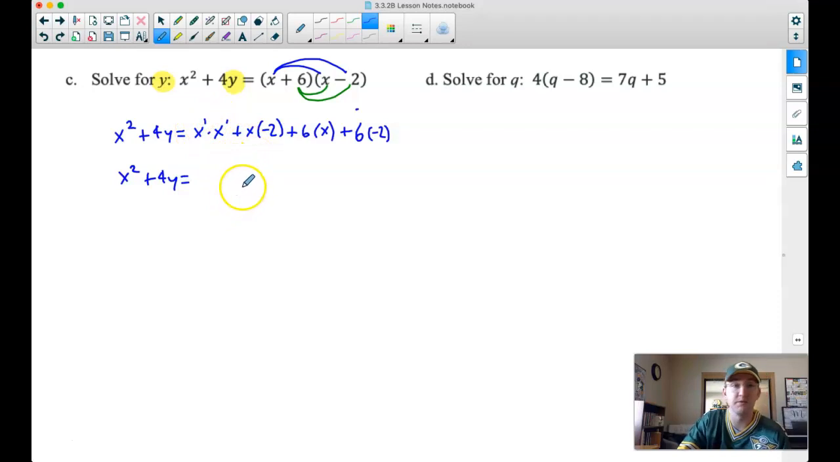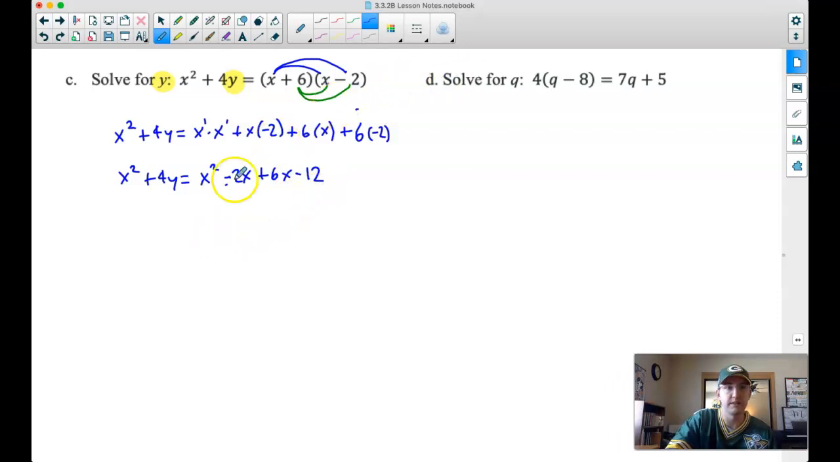We've got to follow our exponent rules here because our bases are the same. So we have to add the exponents. So x times x is going to get us x squared. X times negative 2 is going to be a minus 2x. We just multiply those two terms together. We can't really simplify too much there. 6 times x is just positive 6x. And then last but not least, 6 times negative 2 is minus 12.